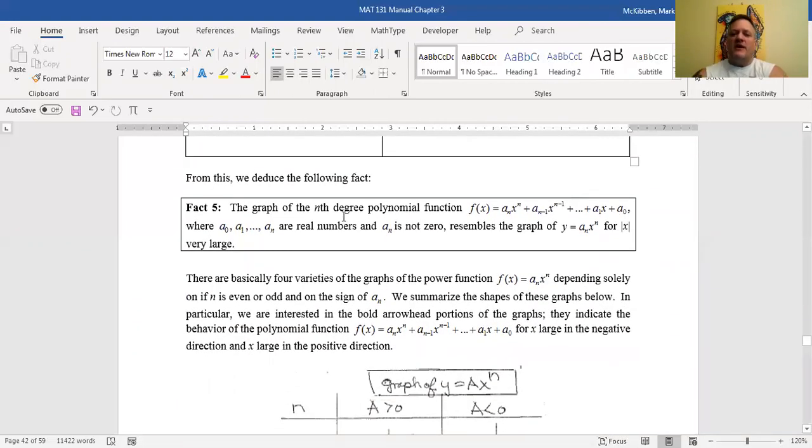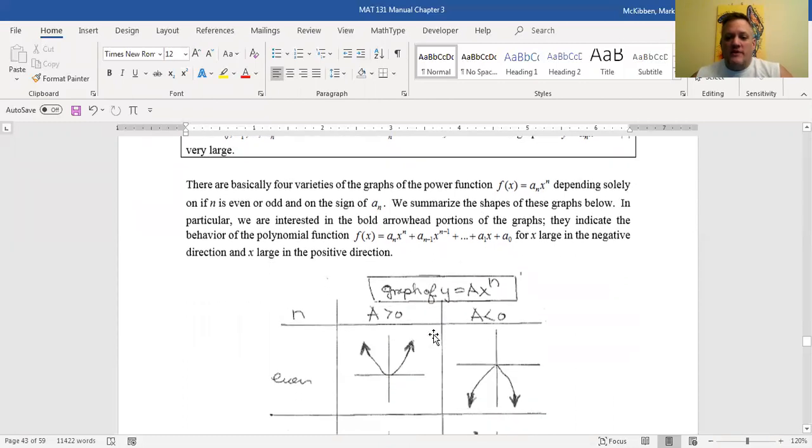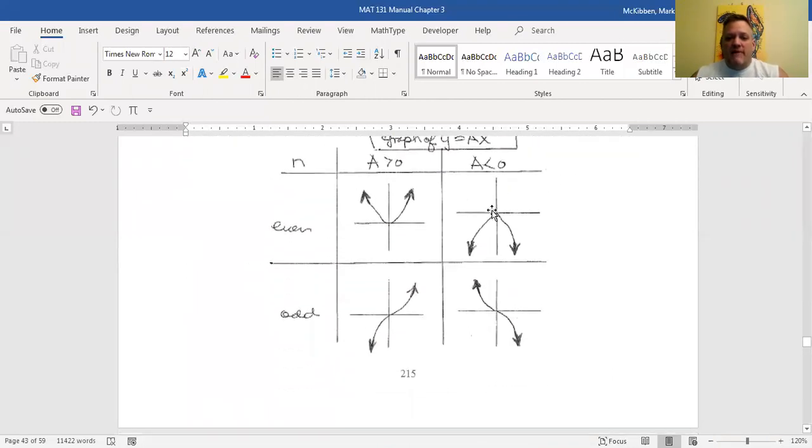The graph of an nth degree polynomial, so I give you any polynomial I want, its leading coefficient is the term of highest degree, okay? Basically, its graph is going to look like the graph of its leading term for x very, very large, okay? Thing is, we know what those graphs look like. Those are constant multiples of either an even positive integer or an odd positive integer power, right? And so we know exactly what those graphs look like, right?